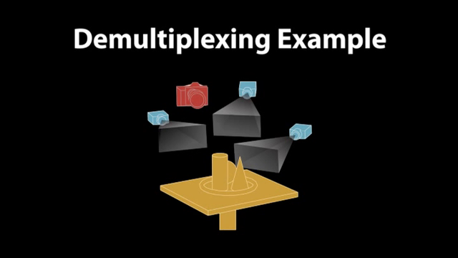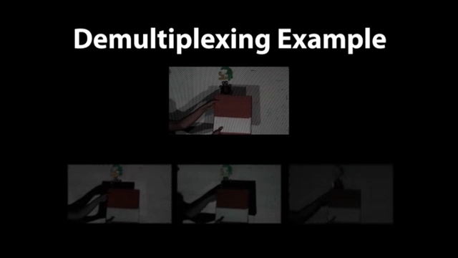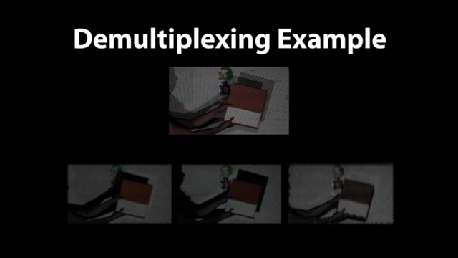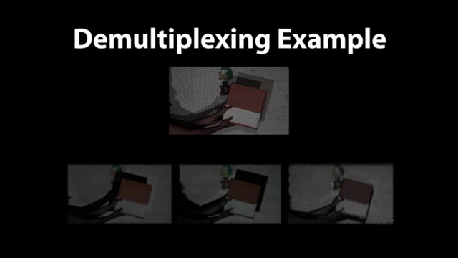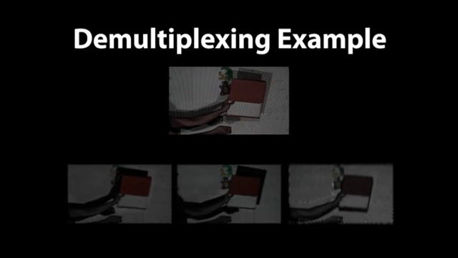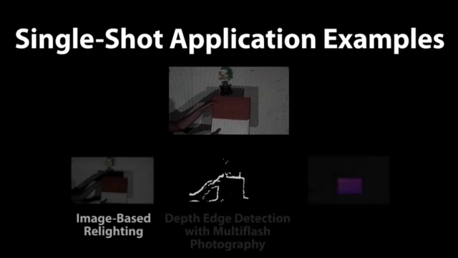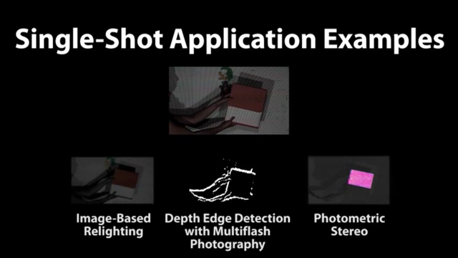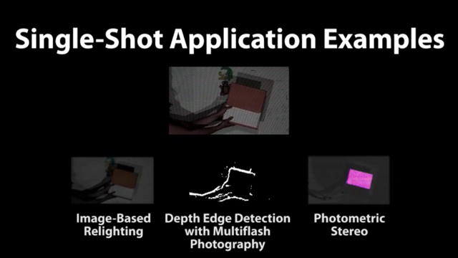Now we show the application of our method on video data. The scene is illuminated by 3 projectors. After coding all 3 illuminations and superimposing them onto the scene, the captured video is shown here. From this video, we can demultiplex the 3 light sources. The demultiplexed images can then be used in single-shot image-based relighting, multi-flash imaging, and photometric stereo.